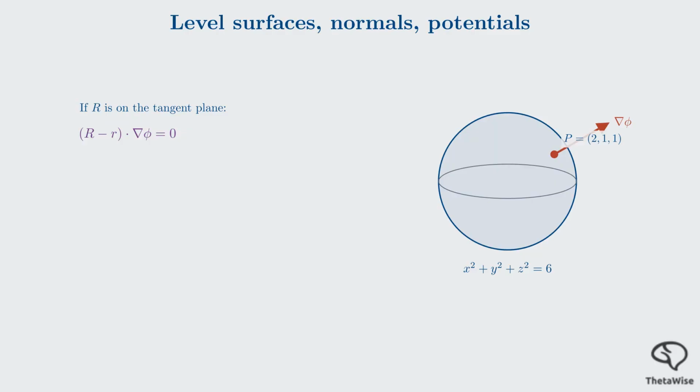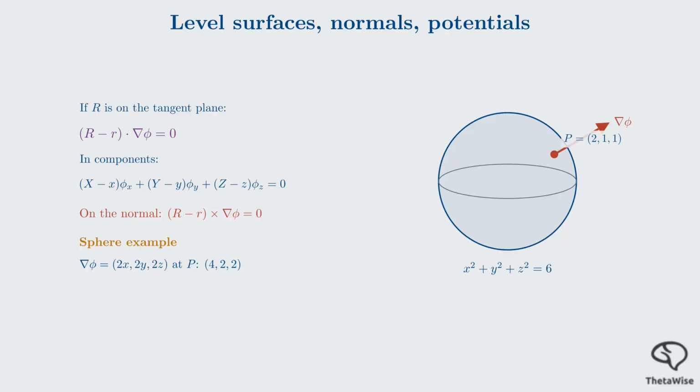In components, this becomes (x minus x0) times phi sub x, plus (y minus y0) times phi sub y, plus (z minus z0) times phi sub z, equal to 0. A point on the normal instead travels parallel to the gradient, so the cross product of R minus r with the gradient is 0.